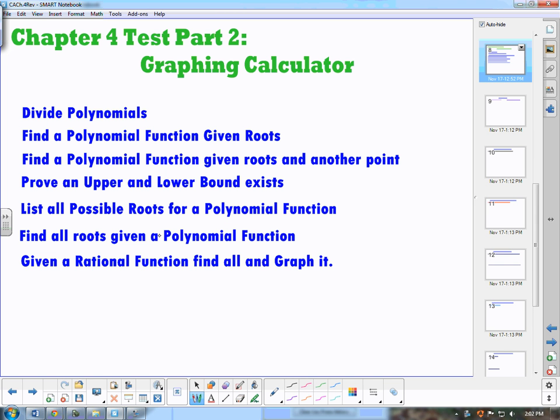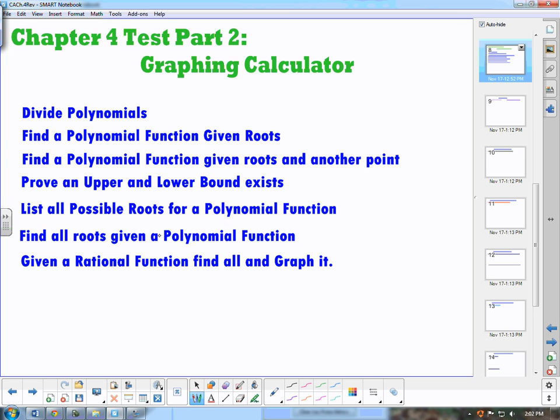You'll have to prove that things are an upper bound or a lower bound. You're going to have to find or list the possible roots for a polynomial function, and that's it. You don't have to find them for that particular one. You'll have some where you're going to have to find all of the roots of the polynomial function, both real ones and imaginary. And then you'll have to sketch the graph of a rational function and determine all of the different asymptotes and things that it has.